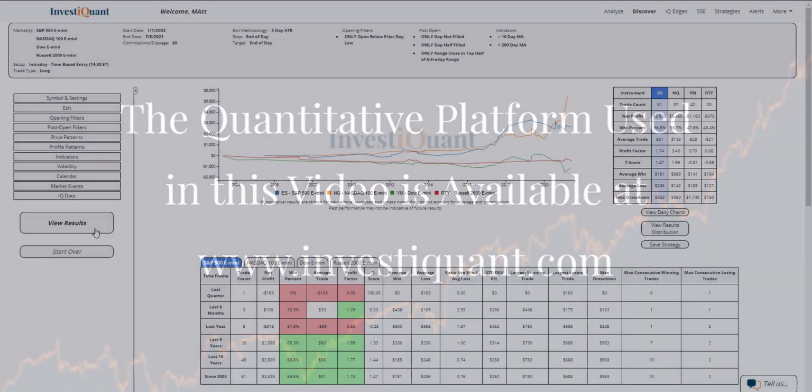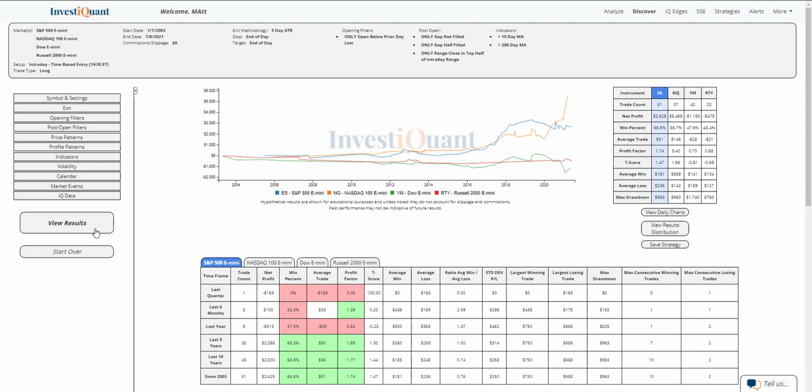And here we go. These are the results based upon entering the market long at 2:30 p.m. Eastern Time, exiting at 4:15 p.m. Eastern Time. When you open below the prior session low of day, and then at 2:30, you have made it halfway back, at least halfway back to the prior session close, but you did not make it all the way back to the prior session closing price, and you're trading in the top half of the intraday range at that time. This is taking place above a 10 and 200-day simple moving average.